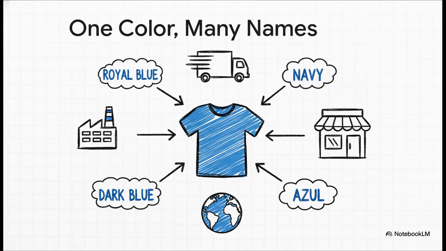And this right here is the source of the whole problem. It's not that your vendors are being difficult on purpose, it's just that they all have their own systems. So vendor A calls it royal blue, vendor B calls it navy, and maybe an international supplier, vendor D, just calls it Azul. The problem is, your store's filter thinks these are all totally different colors, which is how you end up with a filter that's basically useless.